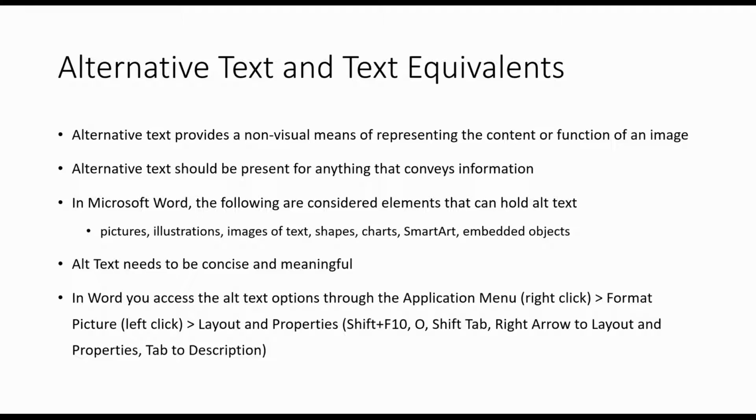Specifically, you want it to be concise, meaningful. You want that alt text to explain what that image is representing in the simplest terms possible. To access these alt text options, you can go to the app menu, right-click, Format Picture, left-click on that, and then go to Layouts and Properties. The key shortcuts for this will be Shift F10, O, Shift, and then you can tab through a right arrow to Layout and Properties. And you can just tab through those menus.